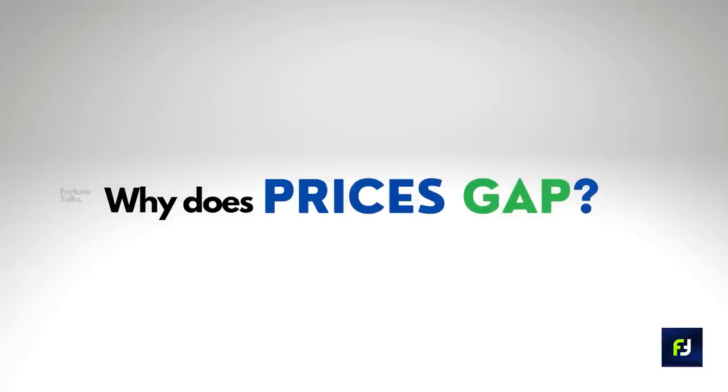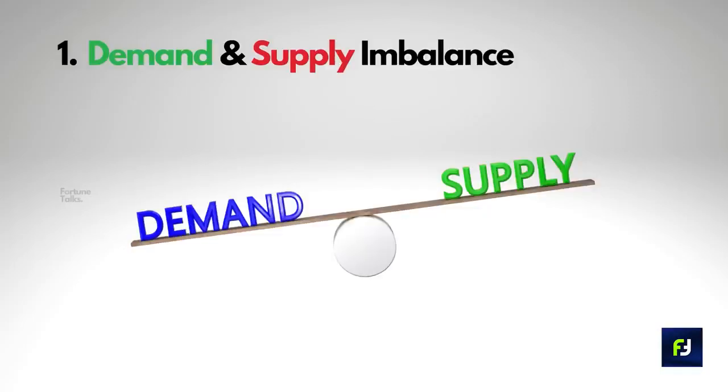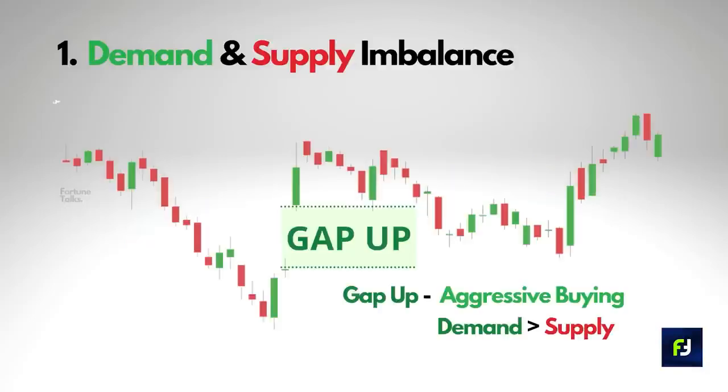Now you will have a question in your mind, why do gaps occur in the market in the first place? Now there are a few reasons as to why gaps occur in the market. Let us look at the reasons one by one. First of all, gaps occur due to an imbalance between demand and supply. The gap up, for example, is because of the aggressiveness of buyers, which means that there are more buy orders in the market. Or simply, the demand is greater than the supply, which will boost the prices to go up. Or in other words, the price will gap up.